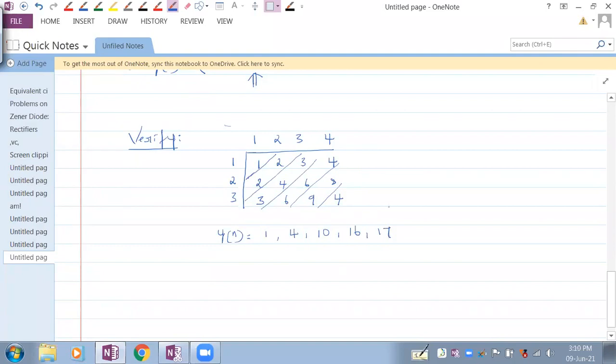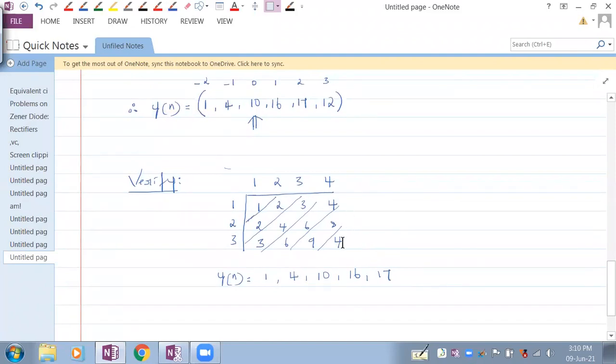Then 4. Then what? 4? Do we have 4 there? No, 12. How? 3 4s are 12, right? I wrote the last sample wrong. So this is supposed to be 3 into 4. This is 12. So 17, 12. So here we'll not be able to make out which is the 0th sample, the starting, the ending. But the sample values we can make out. So we have got the sample values.